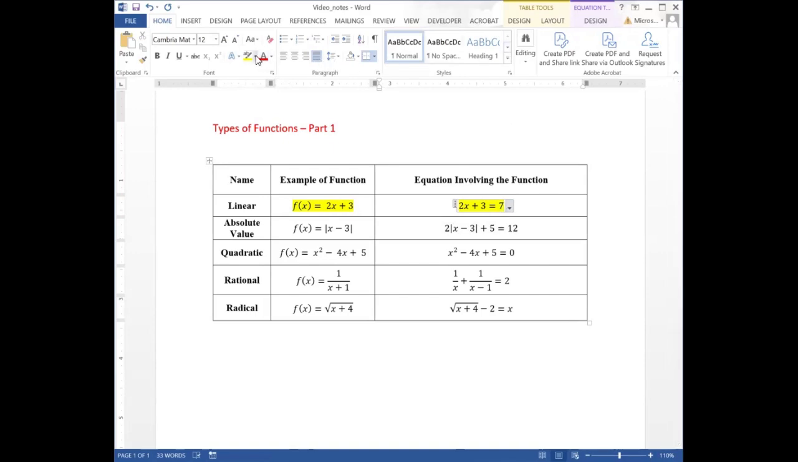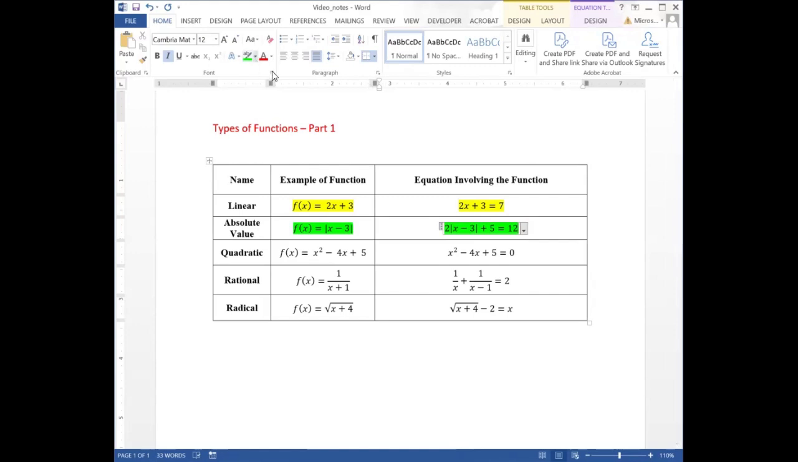Another function we will discuss is the absolute value function. And here the variable is inside the absolute value notation, as you can see. And if we set it equal to some number, if it is inside an equation, then this is called an absolute value equation.